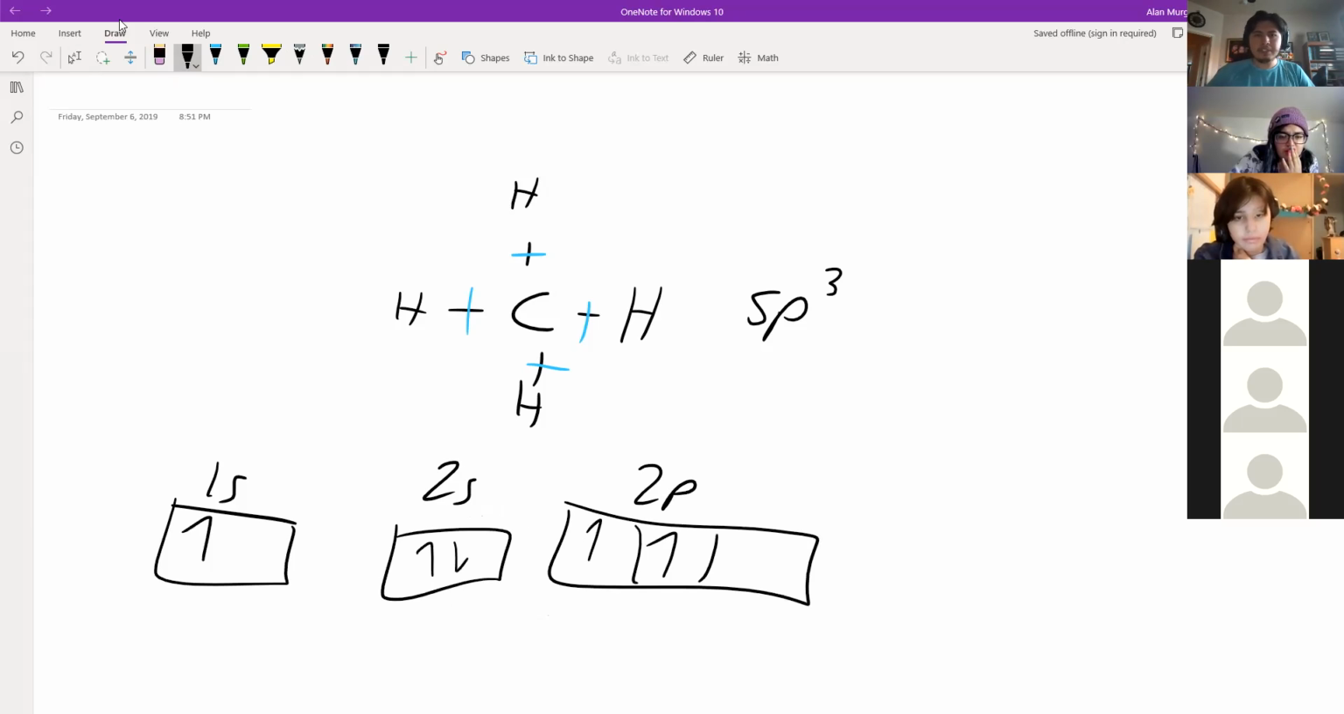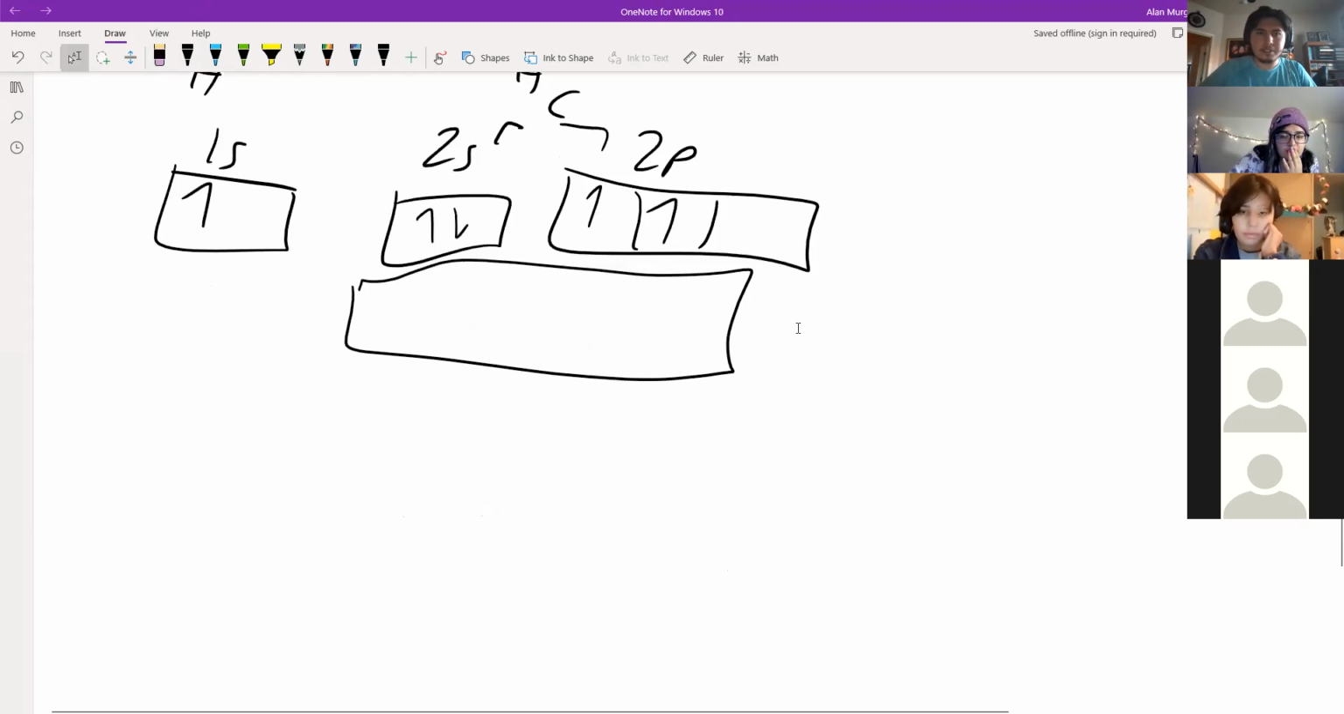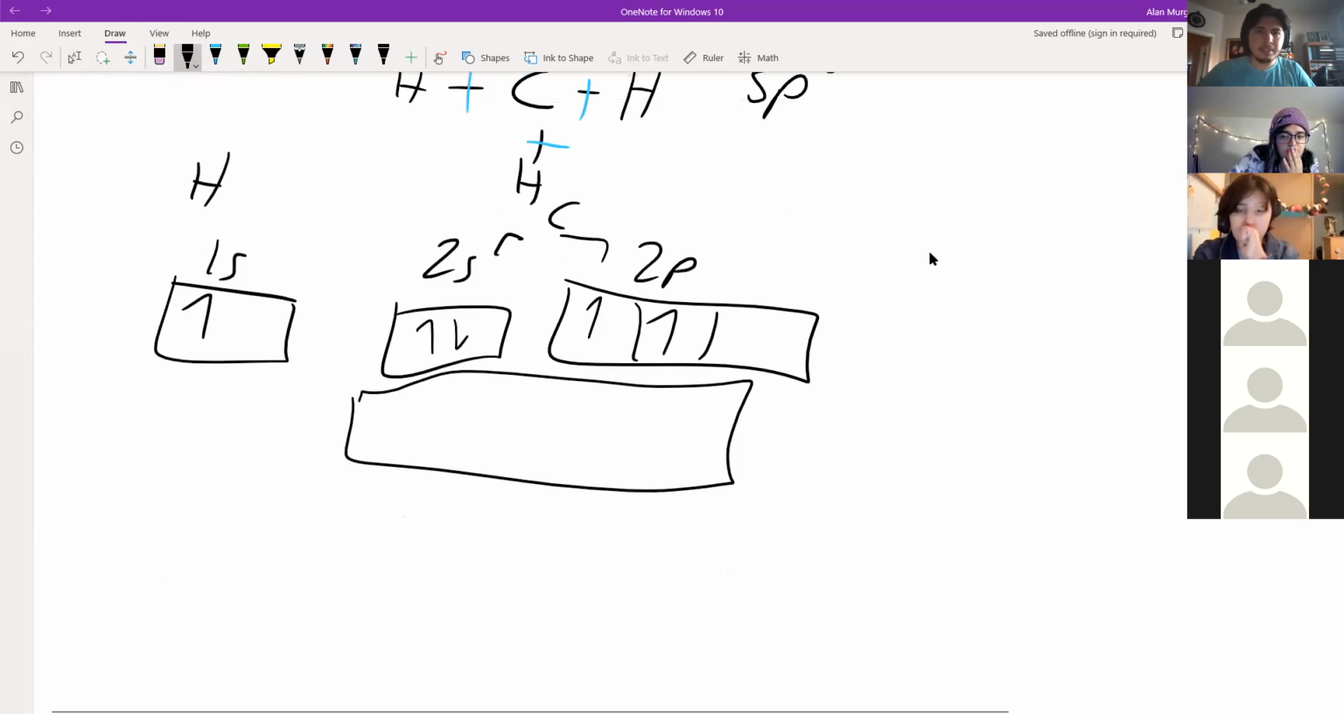Whenever they bond, because here we have hydrogen and here we have our carbon, the orbitals kind of mush together, they combine. So what happens is we have to combine all these boxes now. Let me scroll down. So here is one giant box where we have 1, 2, 3, 4, 5.